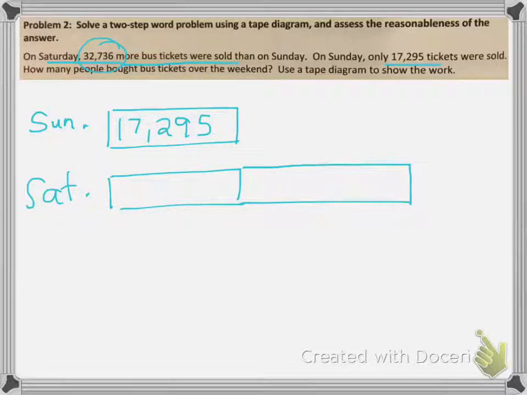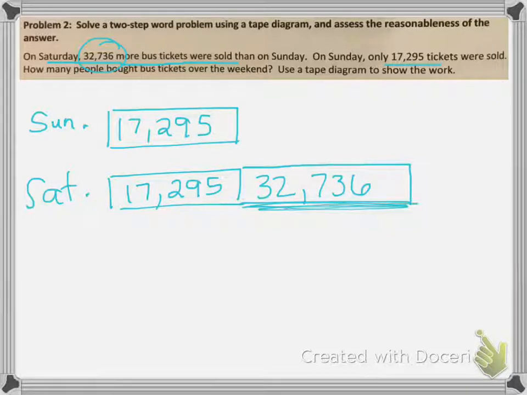You'll notice that my tape diagram got really large, and that is because the number that they sold on Saturday is a lot larger, the more than number. 32,000 is a lot greater than 17,000. So they sold this much more than on Sunday. So I have to take those two numbers and add them together to find the total.